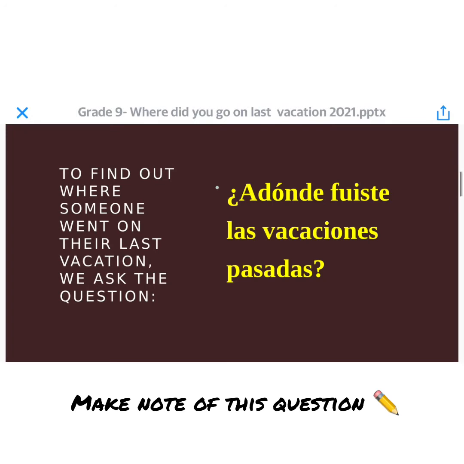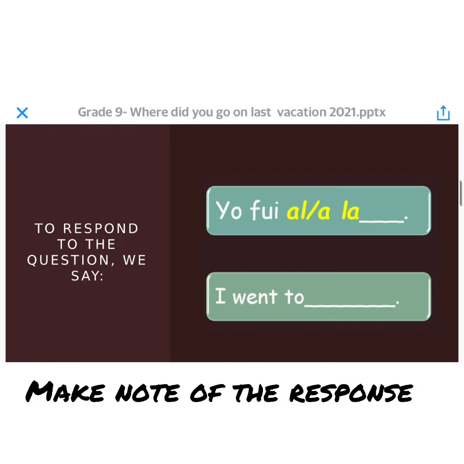To find out from someone where they went on their last vacation, we ask this question. ¿A dónde fuiste las vacaciones pasadas? Otra vez, ¿a dónde fuiste las vacaciones pasadas? Y para responder, to respond to the question, you simply say, yo fui al or a la followed by the place, meaning I went to wherever the place is.